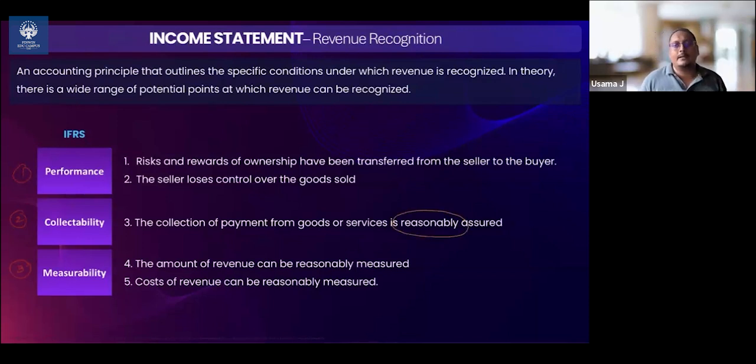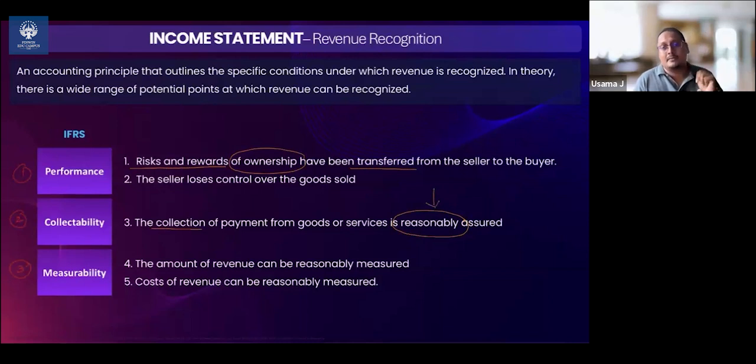If you dive into certain details when it comes to accounting standards, if you are looking at a hardcore accounting element, these points are very important. Reasonably assured. Look for this information in your questions as well. Risk and rewards have transferred. Risk, rewards of ownership have been transferred. Collectability or collection is reasonably assured.